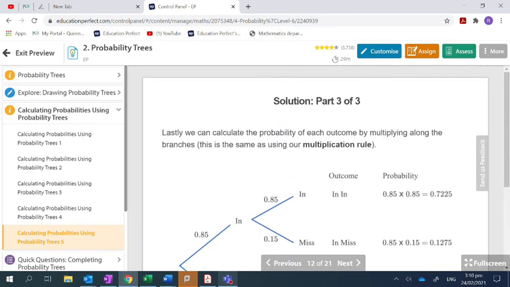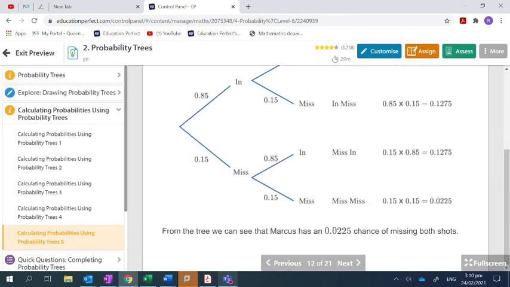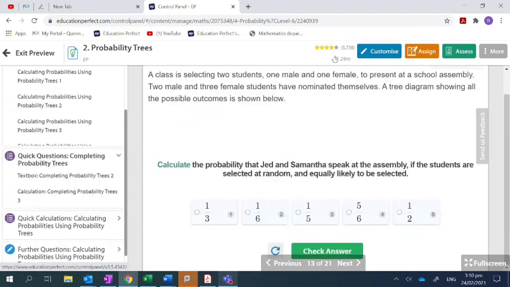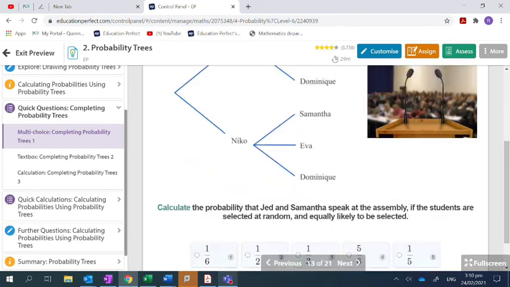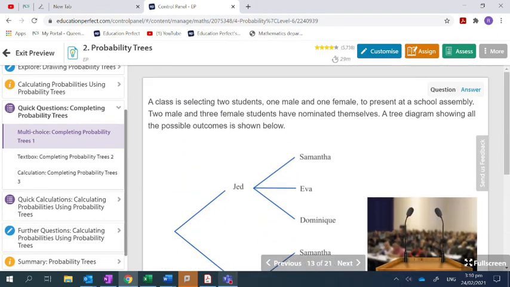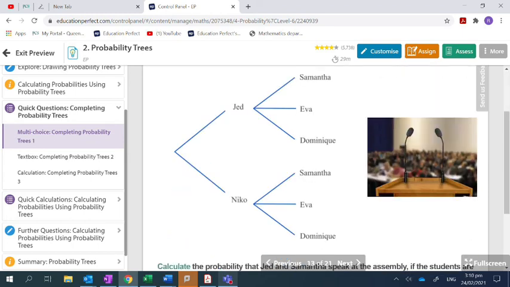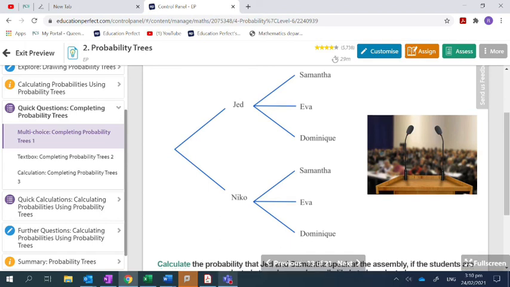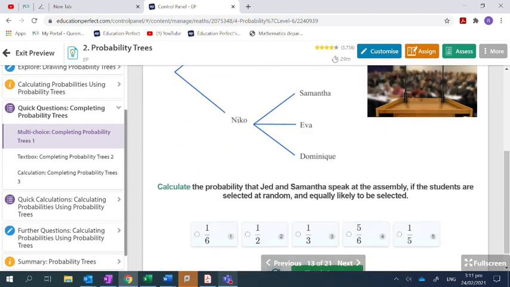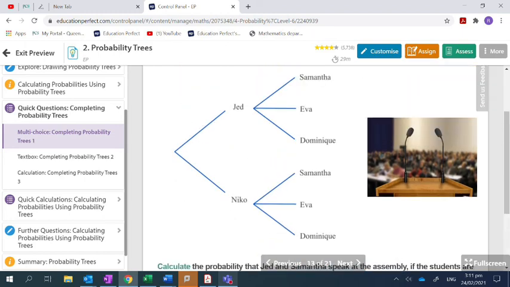Here we go. Let's see. Oh, they just calculated all of them. It's no big deal. All right. So, here we go. The class is selecting 2 students, 1 male and 1 female, to present at the school assembly. 2 male and 3 female students have nominated themselves. A tree diagram showing the possible outcomes is shown below. So, for the first one, you have 2 branches. Yeah? So, calculate the probability that Jed and Samantha speak at the assembly if the students are selected at random and are equally likely to be selected.